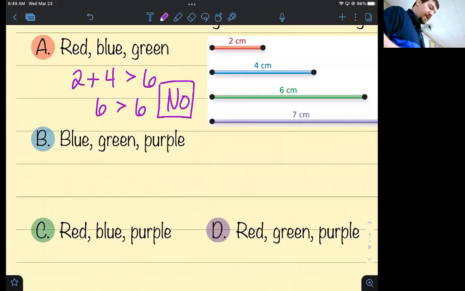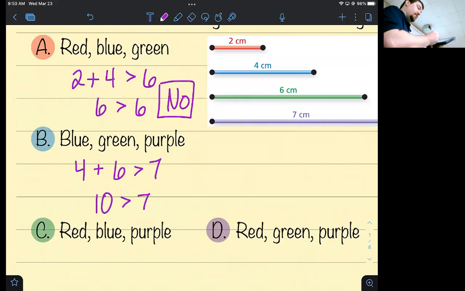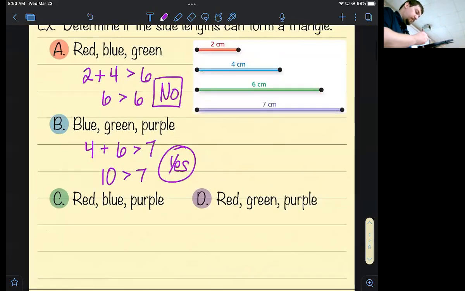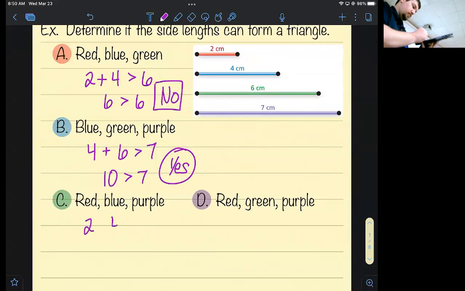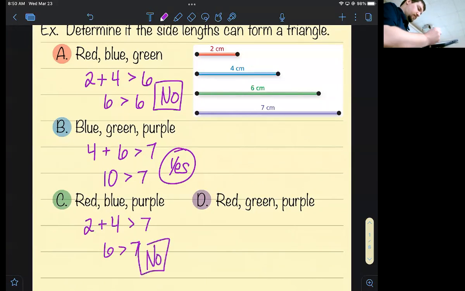The blue, the green, and the purple. So the next example is blue, which is 4, green, which is 6, and purple, which is 7. If you add the 2 shorter sides together, what will you get? 10. Is 10 greater than 7? Yes. Then you can form a triangle with those line segments. What about red, blue, and purple? If I said grab the red, the blue, and the purple, make a triangle. What's the red and the blue add up to? Is 6 greater than 7? No. You can't make a triangle.